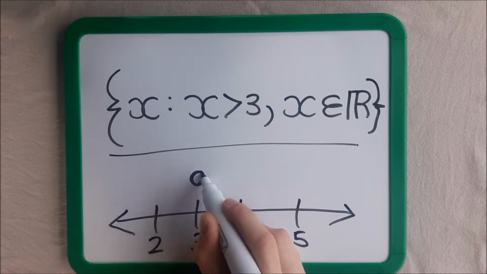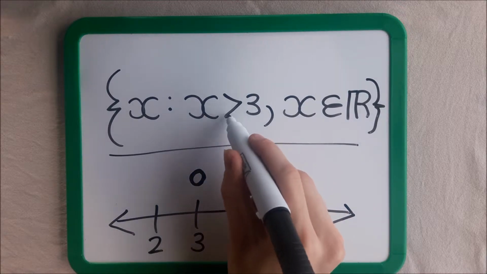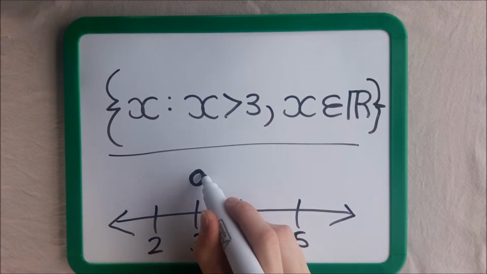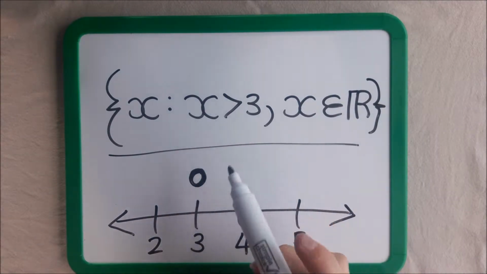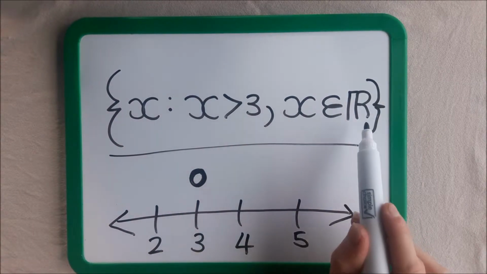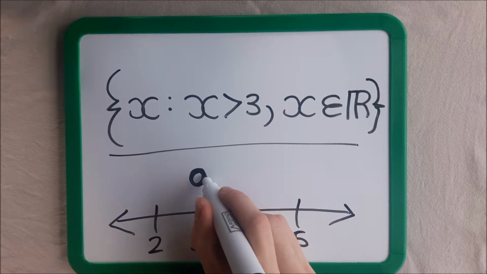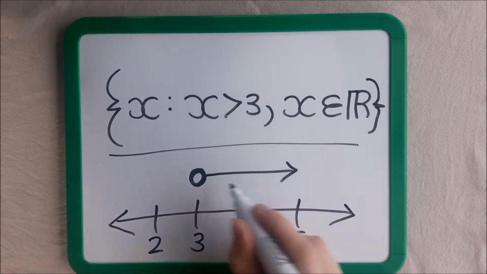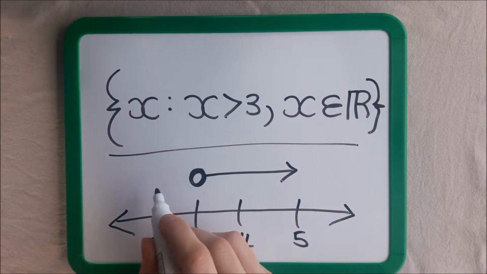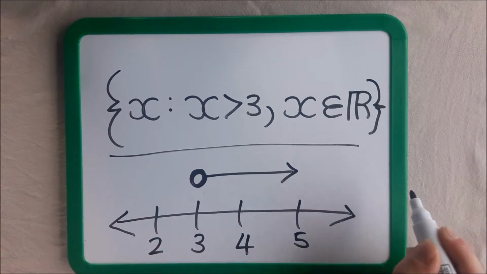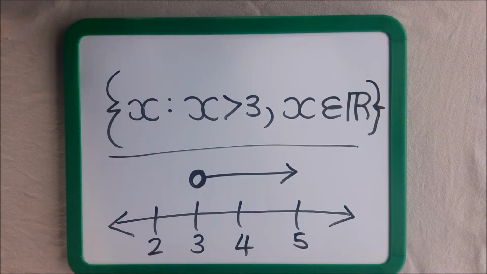I'm going to draw an open circle because x isn't equal to 3, it's just going to be greater than 3. So we put an open circle at 3, and then x is an element of the real numbers, so it can be any other number as long as it's greater than 3, which means that we just draw an arrow that stretches to infinity to show that x could be any one of those possible numbers. Okay, so that's how it works when we're working with a real number set.